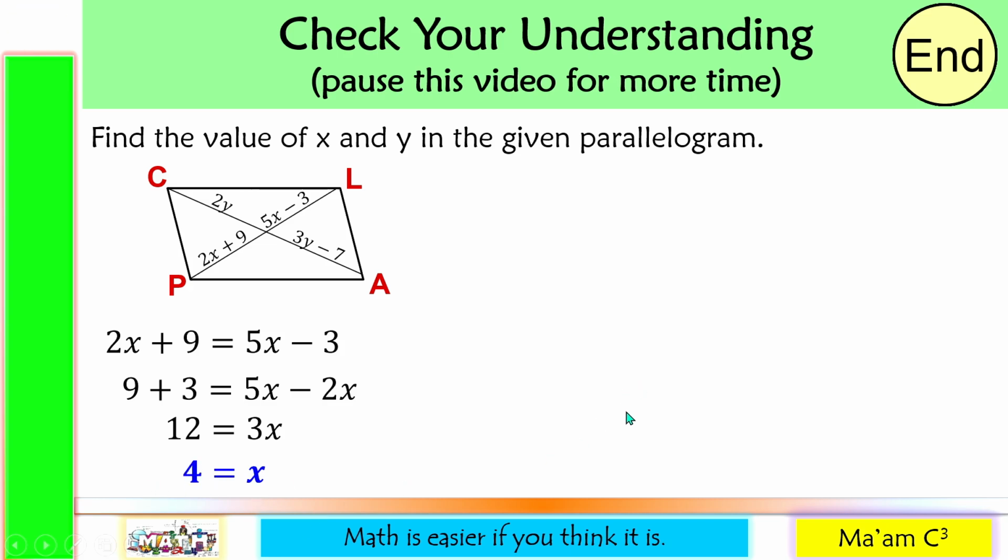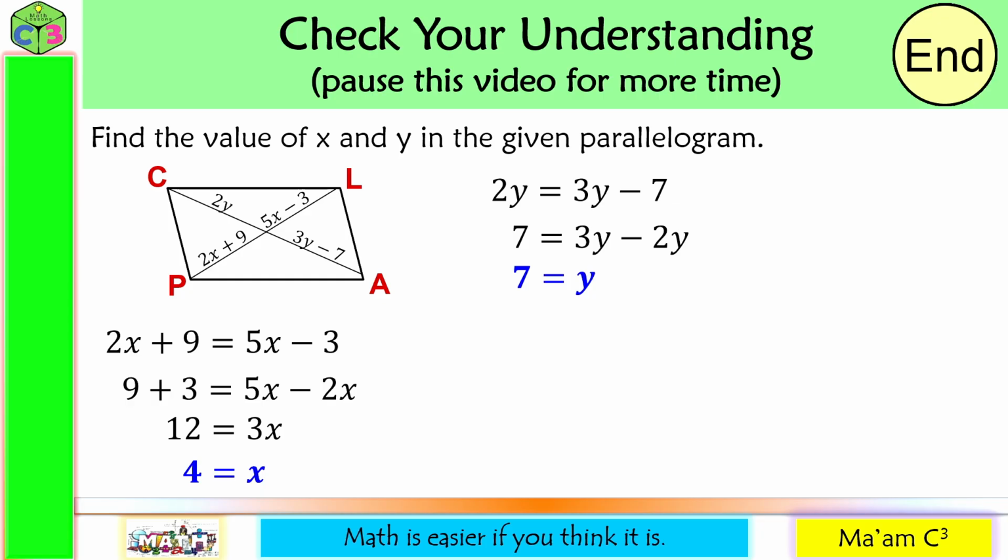Now, we can also equate 2y and 3y minus 7. 3y is greater than 2y. Let us move 2y here. 3y minus 2y. And let us move negative 7 to this side. It will become positive. 3y minus 2y is y. So y is equal to 7.